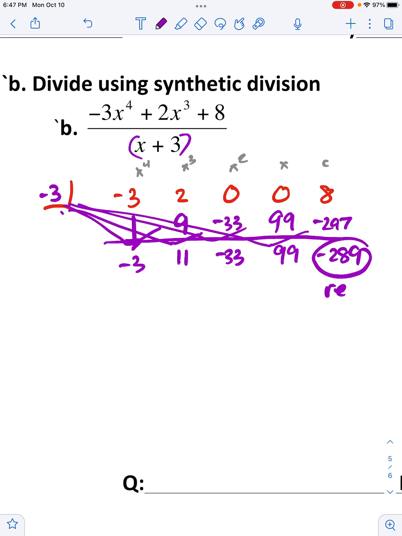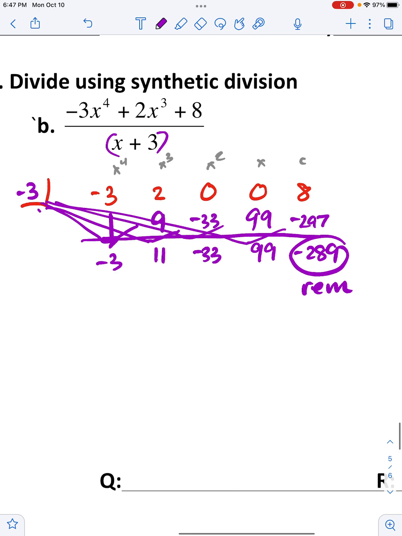This, my friends, is the remainder. So if the question were to ask me, is x plus 3 a factor? The answer is no. This is not a factor. It did not go in evenly. Also, if it asked me, I'll leave it at that. If that was a 0, the answer would be yes.